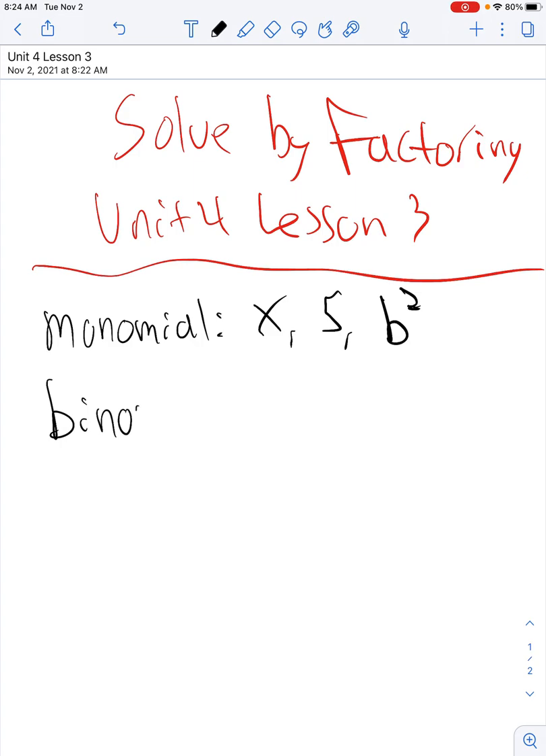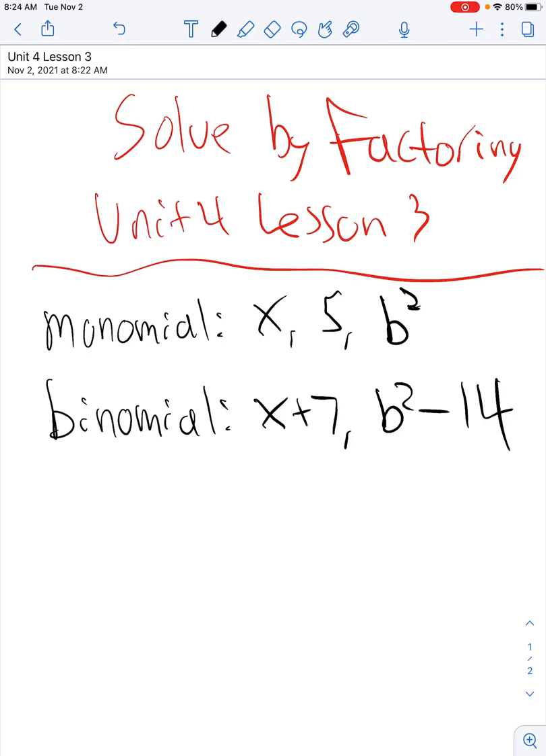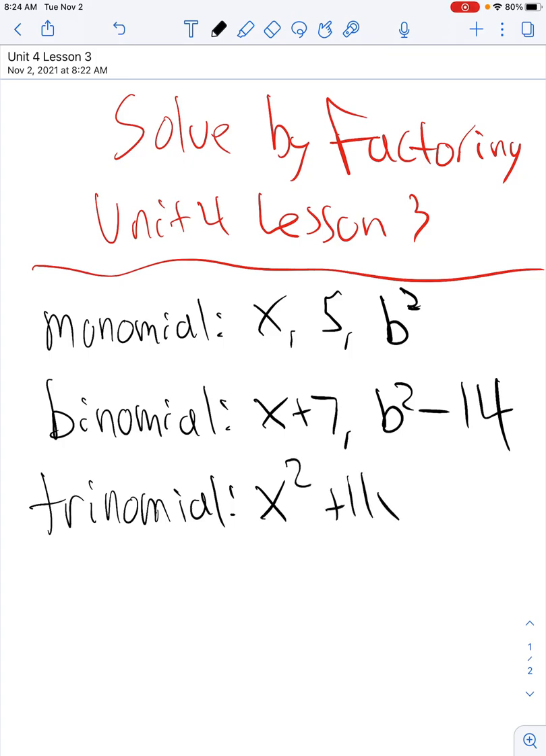Whereas a binomial is going to have two different terms. So it could be like x plus 7 or b squared minus 14, something like that. And then we end up with trinomials, which is kind of what we're going to focus on, binomials and trinomials today. So a trinomial has three terms that all have different exponents. So it could be like x squared plus 11x plus 28, something like that. So again, you have three separate terms.